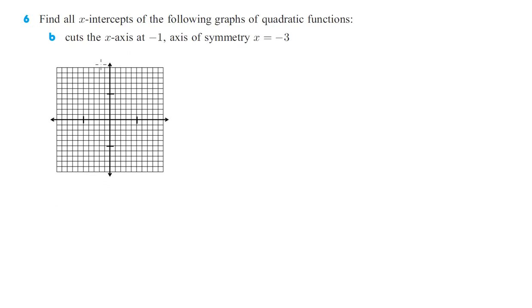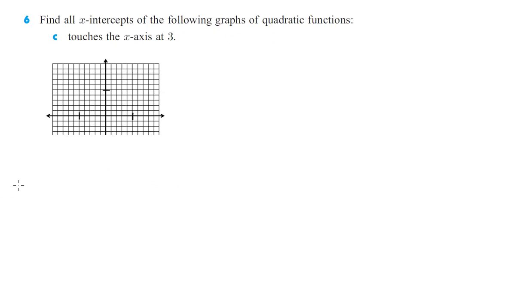B cuts the x-axis at -1. So there, it's right there. Cuts at -1, and the axis of symmetry is at -3. So here's our axis of symmetry. Since it's 2 to the right of the axis of symmetry, the other one will be 2 to the left of the axis of symmetry. So -1 and -5 are going to be our 2 x-intercepts.